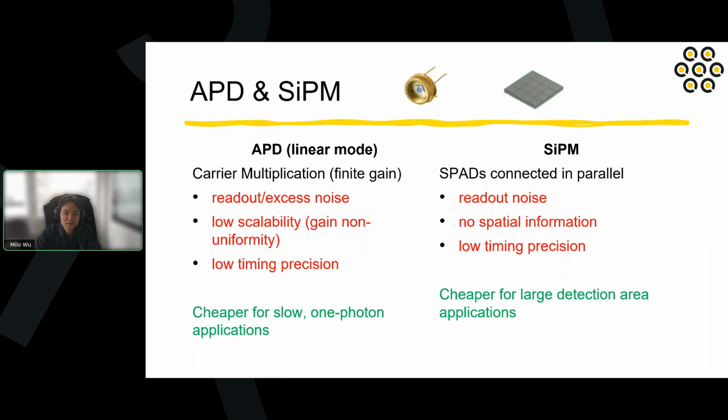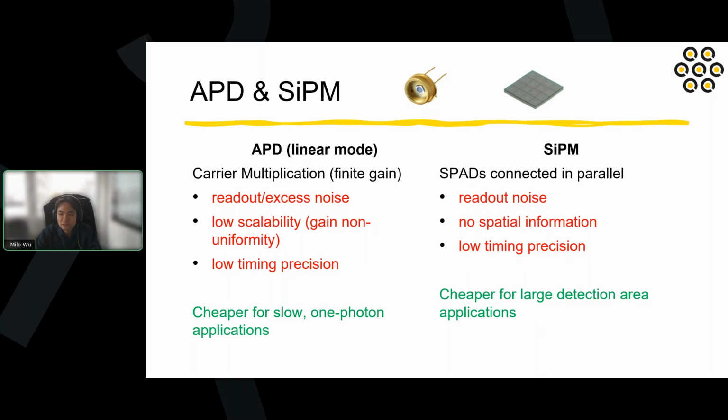Typically when we are working with APD, it's operating in linear mode, which means there's a finite gain in this multiplication process. So this results in readout and excess noise. And these detectors are not easy to scale, and they have lower timing precision. APD is typically much cheaper than other technology, and it's useful for applications that really have one photon. So if you don't expect more than one photon, APD can still be a cheap solution for you.